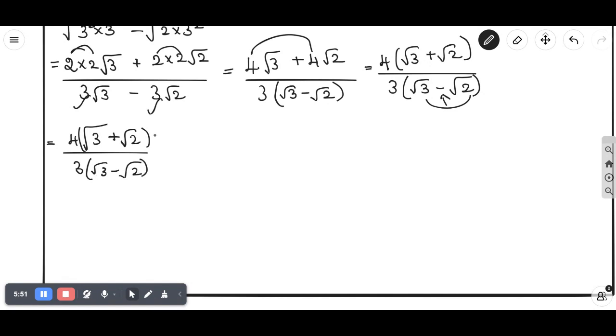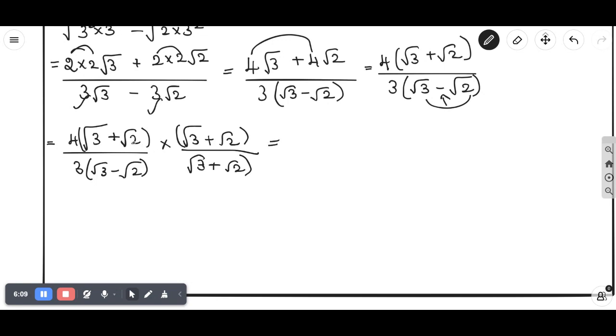Now let us start multiplying with its conjugate. Always take the conjugate for the denominator alone. So root 3 plus root 2. Multiply both numerator and denominator by the same conjugate surds.